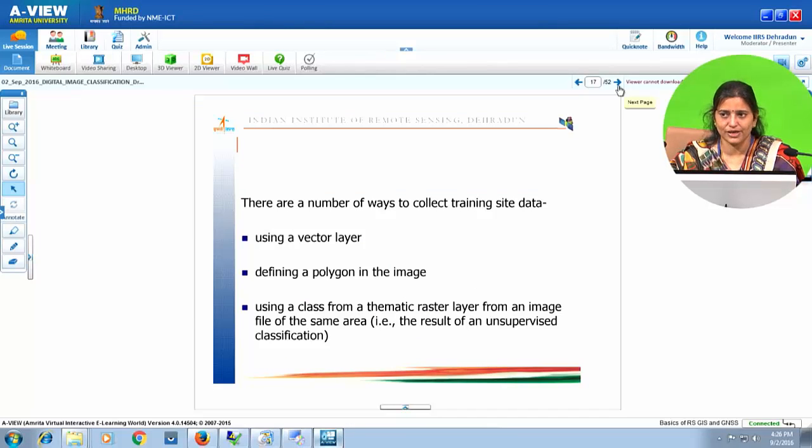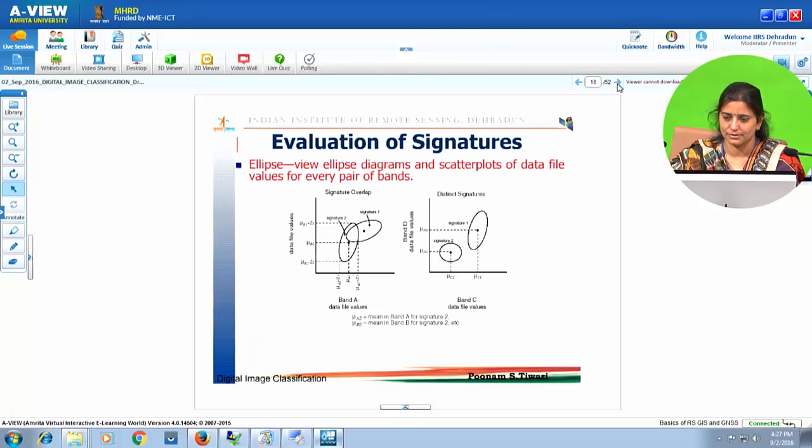There are a number of ways to collect the training site data. You can either use a vector layer, you can define a polygon in the image, or you can use a class from a thematic raster layer from an image file of the same area. That means the results of unsupervised classification can also be used as training samples.